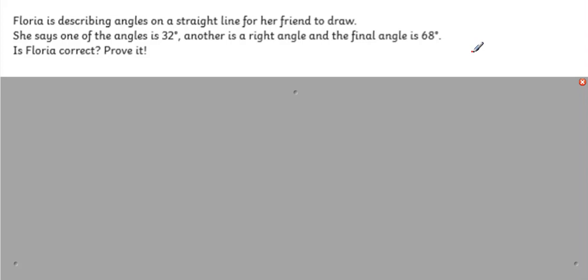So if we draw that out, we've got our straight line here. She says that one is a right angle, one is 32, and one is 68. So we'd have 68 there, 32 there. So we want to know if she is correct. We need to prove it. So this is very similar to the previous question. So in order to work out whether it's correct, we need to work out whether these angles equal 180 degrees. Pause the video now and see if you can work it out.